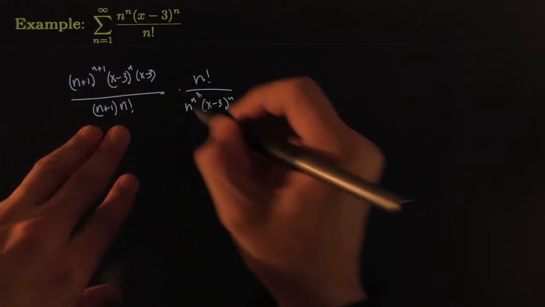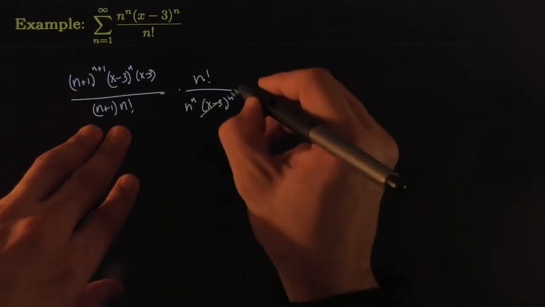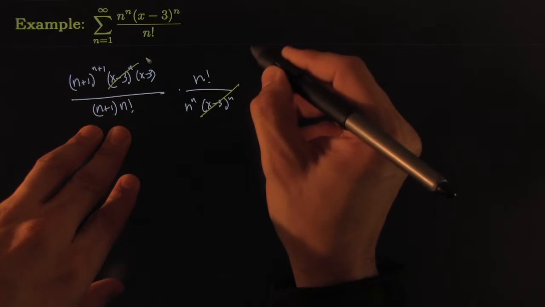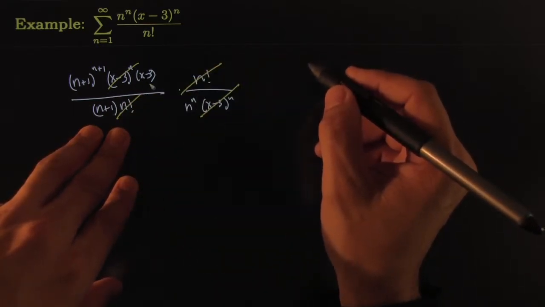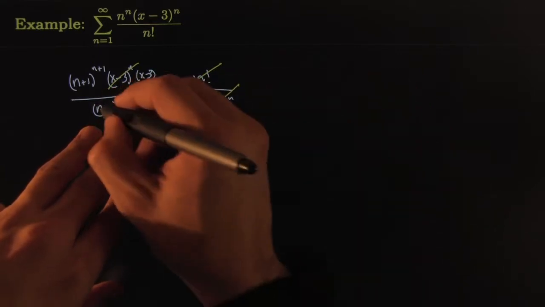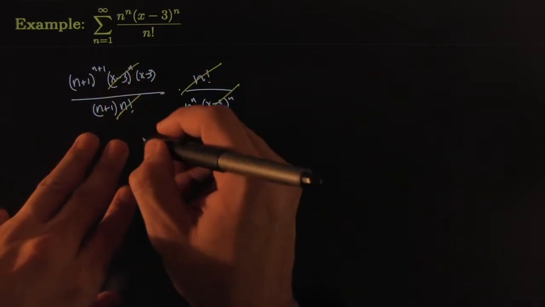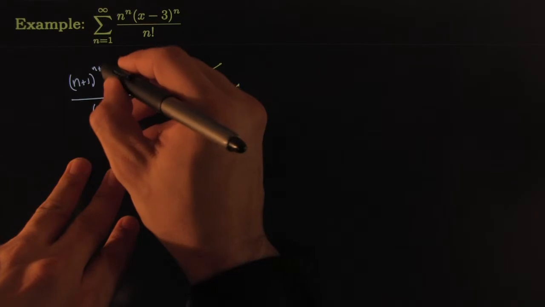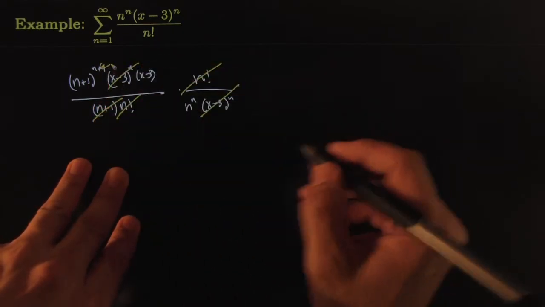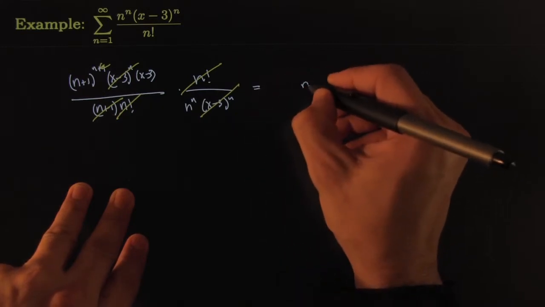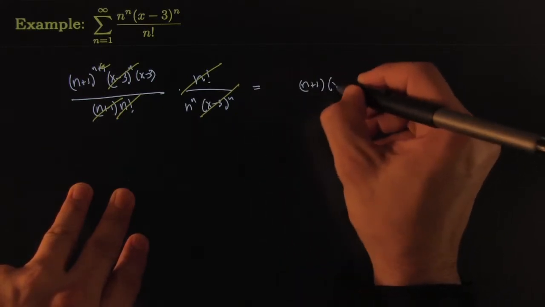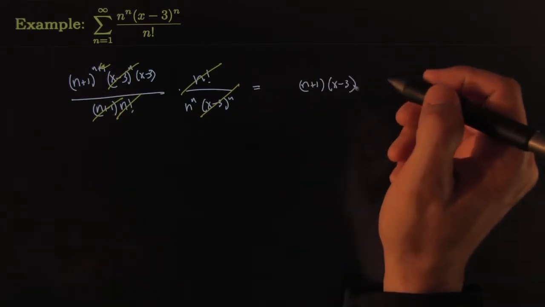So you can clean up a lot of things here already, right? We can cancel that, that. We can cancel that with that. Oh wait, we can cancel one of these as well. So that becomes, we can cancel that with that. And so what we're left with is (n+1) times (x-3), right?